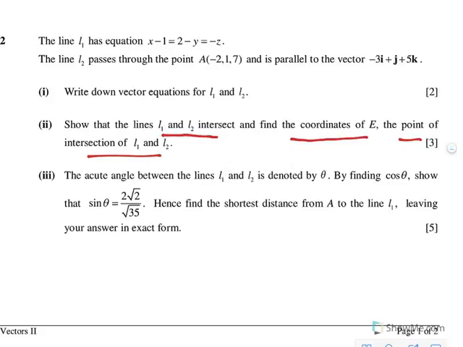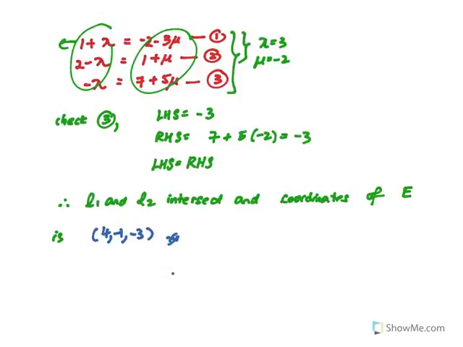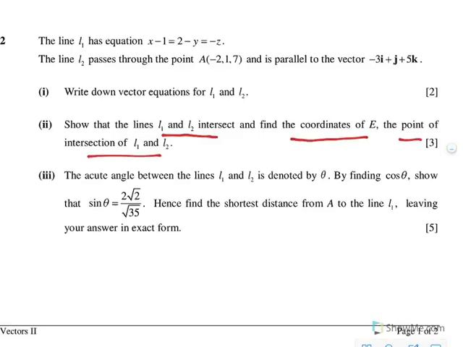So for part 3, the acute angle between line 1 and line 2 is denoted by theta. By finding cosine theta, show that sine theta is 2 square root 2 over square root 35. Now this one looks very difficult, but actually it's fine. Remember, the question told you we are finding the acute angle between line 1 and line 2.